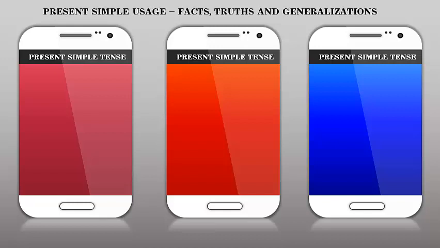We use it to talk about facts, truths, and generalizations. Let's look at some examples. Pigs don't fly. That's a fact. Everybody knows that pigs don't fly.